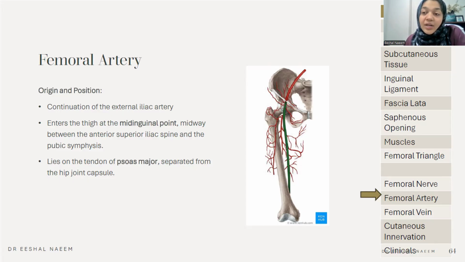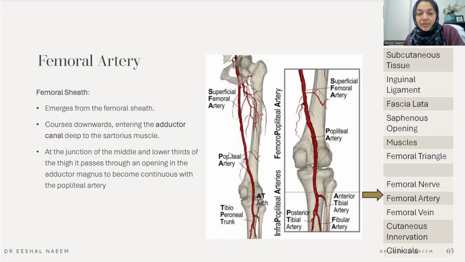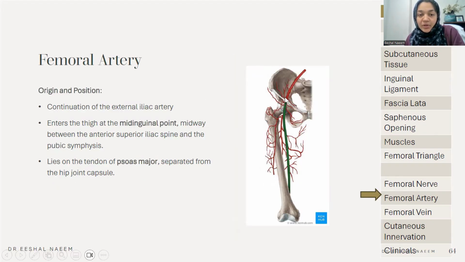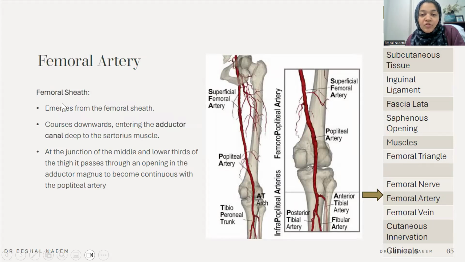So right now we're only talking about the fact that the femoral artery is a continuation of the external iliac artery. Where does it enter the thigh? It enters the thigh at the mid-inguinal point. Here you can see it entering the thigh. This is the mid-inguinal point, midway between the anterior superior iliac spine and the pubic symphysis. It lies on the tendon of the psoas major, separated from the hip joint capsule. There's a femoral sheath that encloses the artery, vein, and lymphatics, just like we saw in the femoral canal.